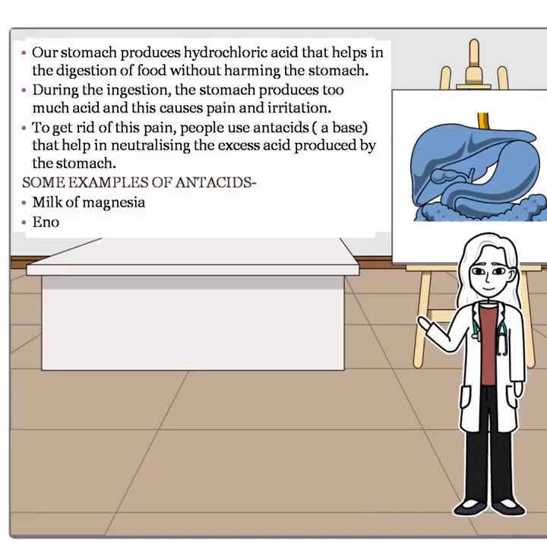Our stomach produces hydrochloric acid that helps in the digestion of food without harming the stomach. During indigestion, the stomach produces too much acid and this causes pain and irritation. To get rid of this problem, people use antacids, a base, that help in neutralizing the excess acid produced by the stomach. Some examples of antacids: milk of magnesia, Eno, Digene, etc.